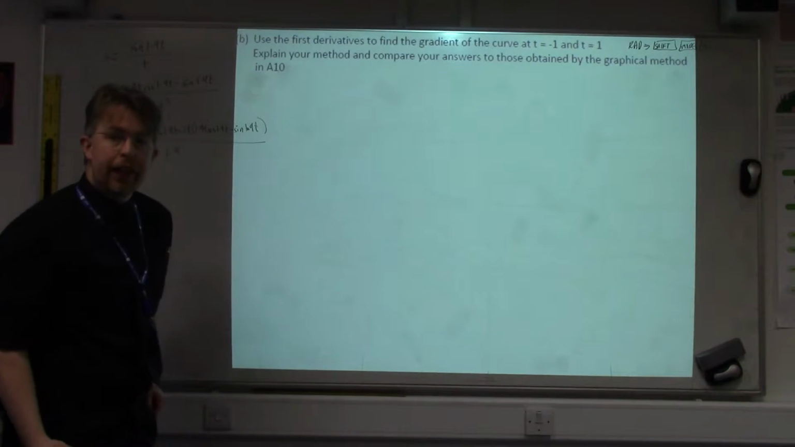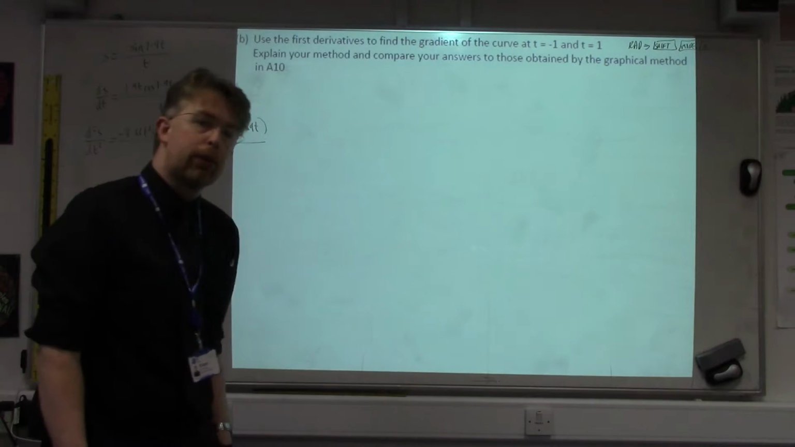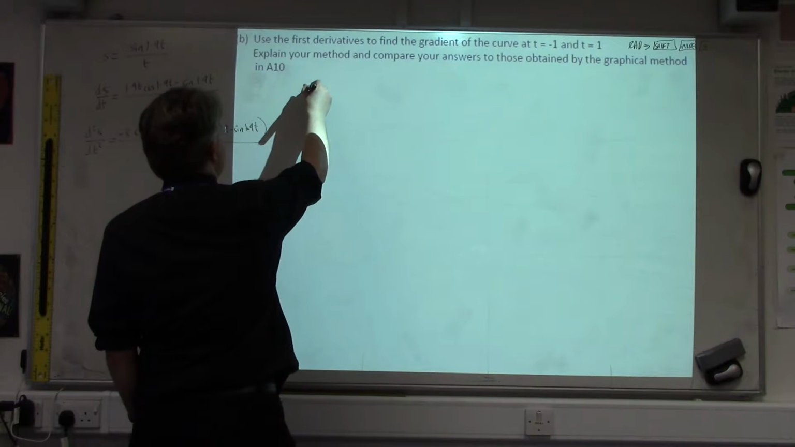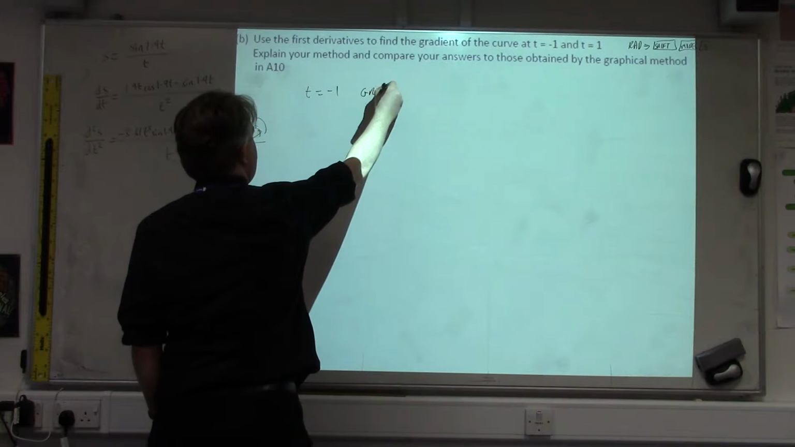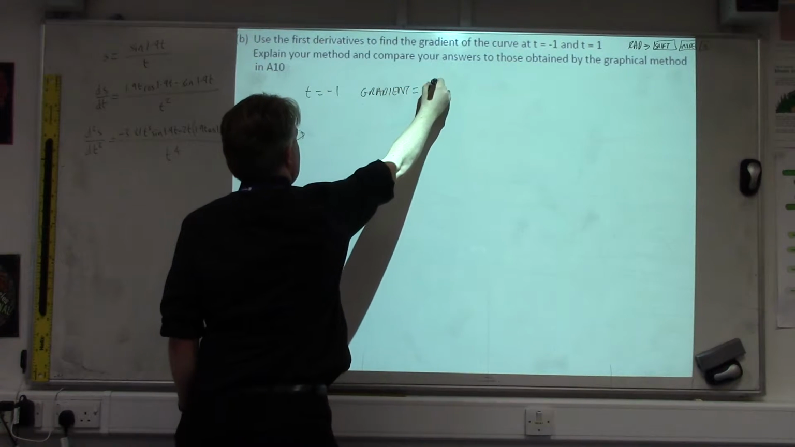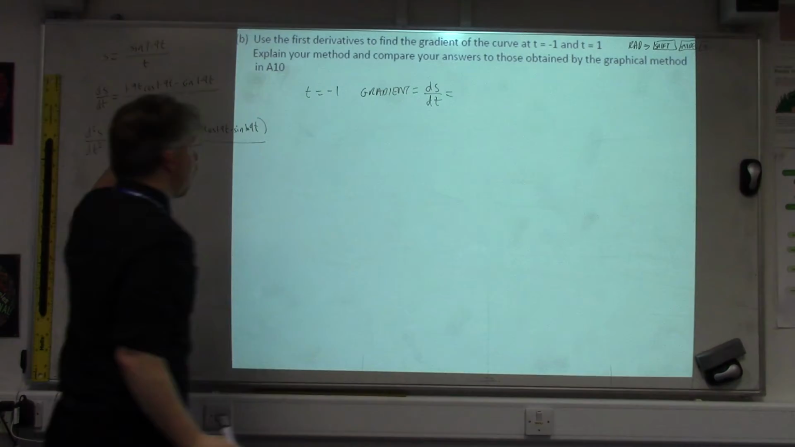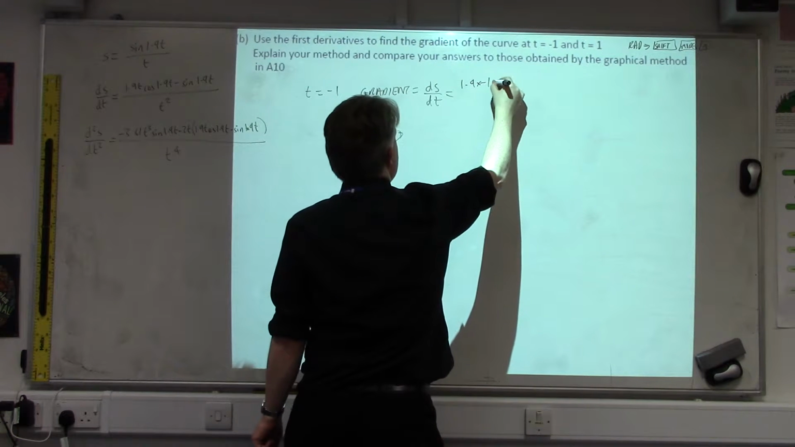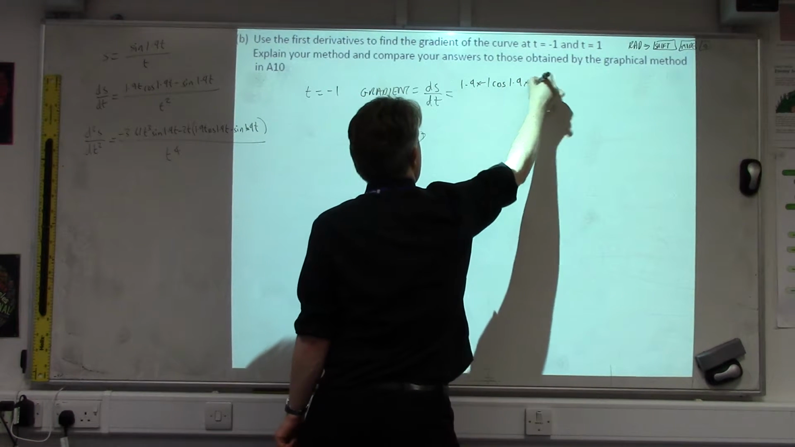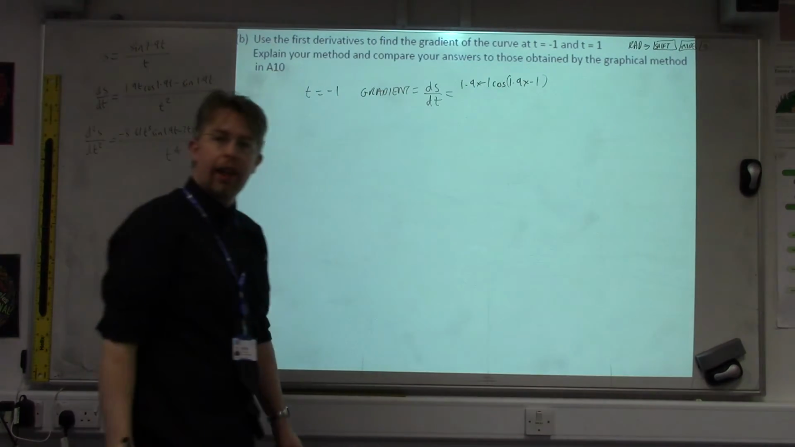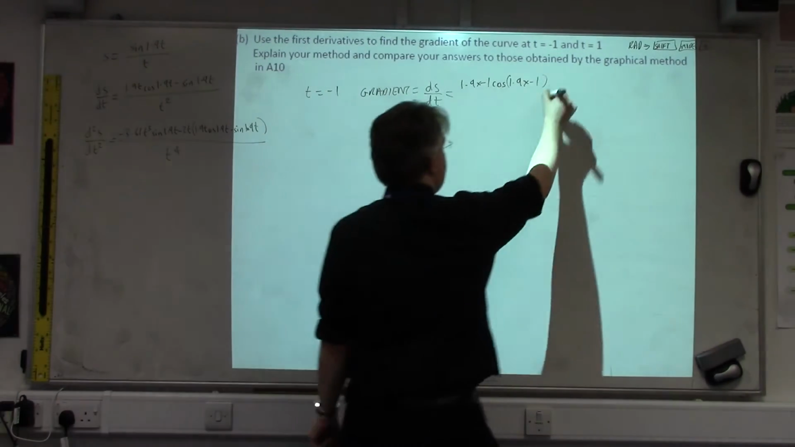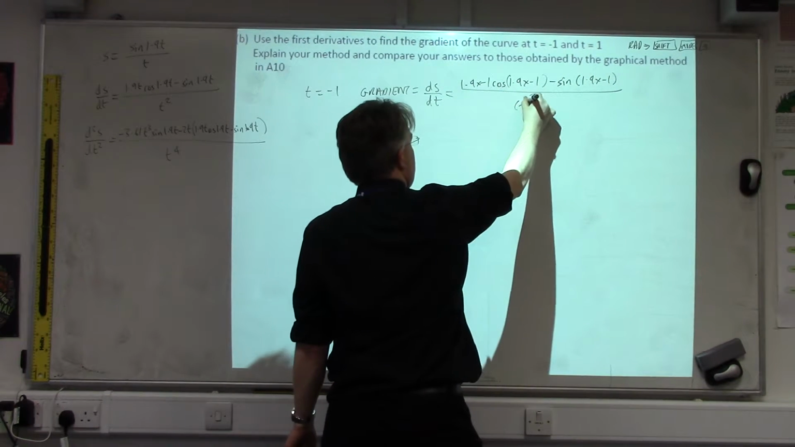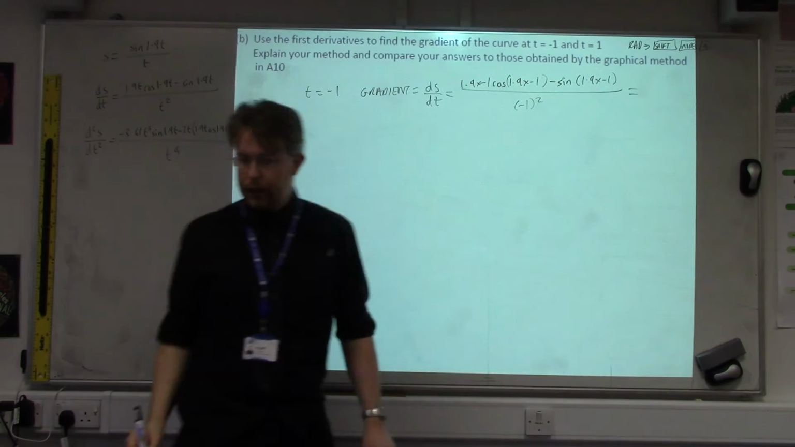So first of all, we need to find the gradient, so it's just a case of putting t equals minus 1, t equals 1 into those functions. For t equals minus 1, gradient is ds by dt. So we put minus 1 into that formula: 1.9 times minus 1, cos of 1.9 times minus 1, minus sine of 1.9 times minus 1, all over minus 1 all squared, and calculate. You'll need to put things in brackets for the calculator to realise what you're doing.